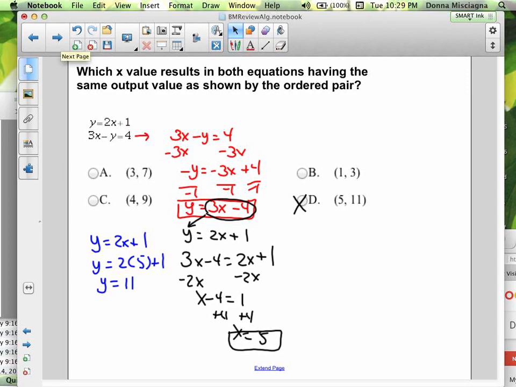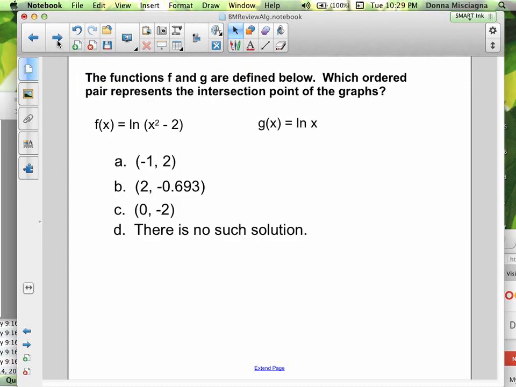Okay. One more problem for us looking at systems. All right, so the functions f and g are defined below. Which ordered pair represents the intersection point of the graphs? So the intersection point is what they have in common, and where they intersect, there's going to be some point where the x values are equal and the y values are equal. Okay? So this f of x is the same as y. This is the same as y equals natural log x squared minus 2.